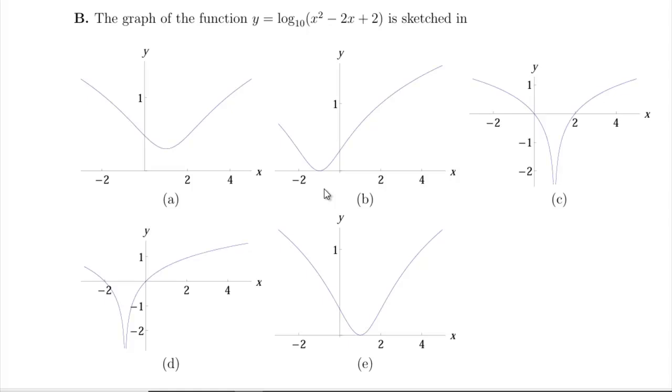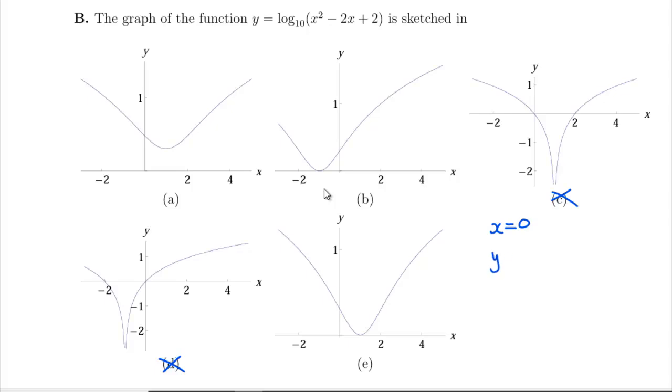Question B, the graph of this function is sketched where? A bit of an ugly looking thing, but let's do our usual x is 0, y is 0 option. So when x is 0, we've got y is log base 10 of 2, so somewhere between 0 and 1. So it could be A, could be B, can't be C, can't be D, could be E.